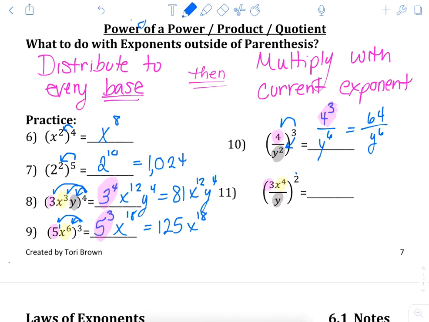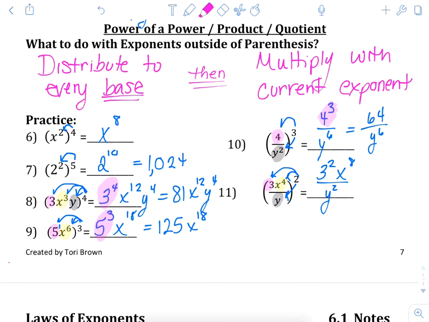Last one. The 2 is going to distribute to all the bases, the 3, the x, and the y, and he's going to multiply with their exponents. So if I do that, I have 3 to the 2nd power, x to the 8th power, that's the 4 times 2, and y to the 2nd power. Mainly because he didn't have an exponent, he just takes that 2 and it makes it his exponent.